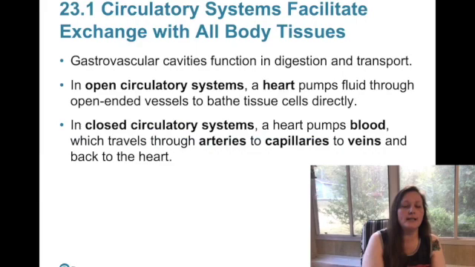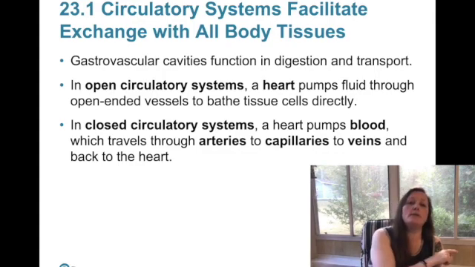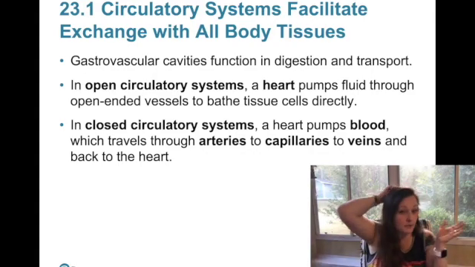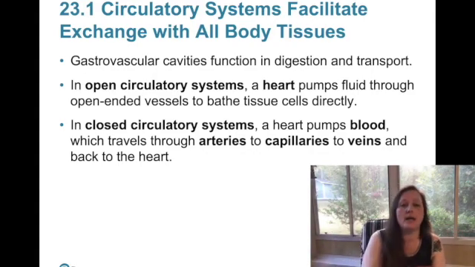Circulatory systems. Previous PowerPoint, I talked about open versus closed circulatory systems. Open circulatory system: the heart pumps fluid through the open-ended vessels that bathe tissues and cells directly. So open, there's no veins and arteries. It's just all out there. Closed circulatory system is what we have, where the heart pumps the blood and it travels through arteries and capillaries and veins.